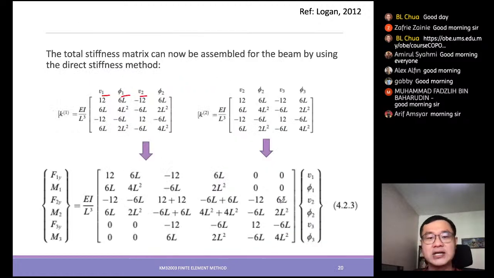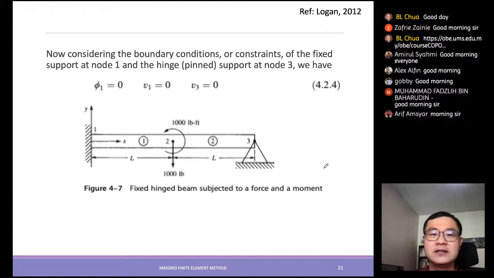Okay, so make sure you assemble it to the right positions. Therefore you can form this global stiffness matrix, as well as the relation between the load and the displacement. Once we have that, what you need to consider is to add in the boundary conditions.